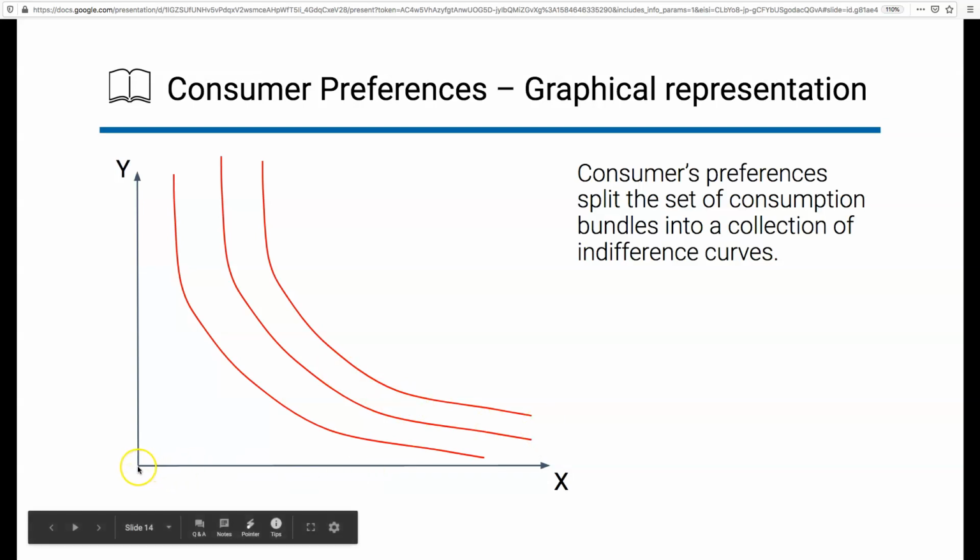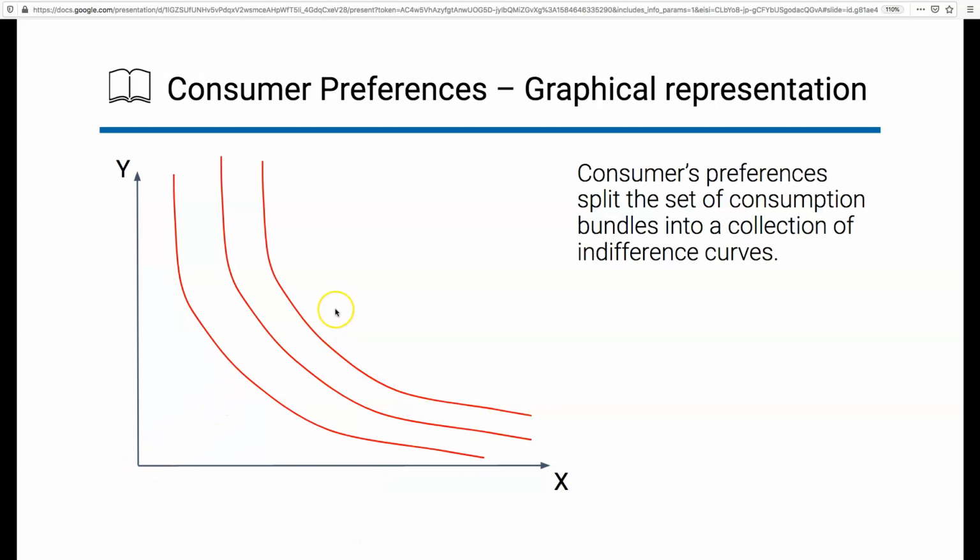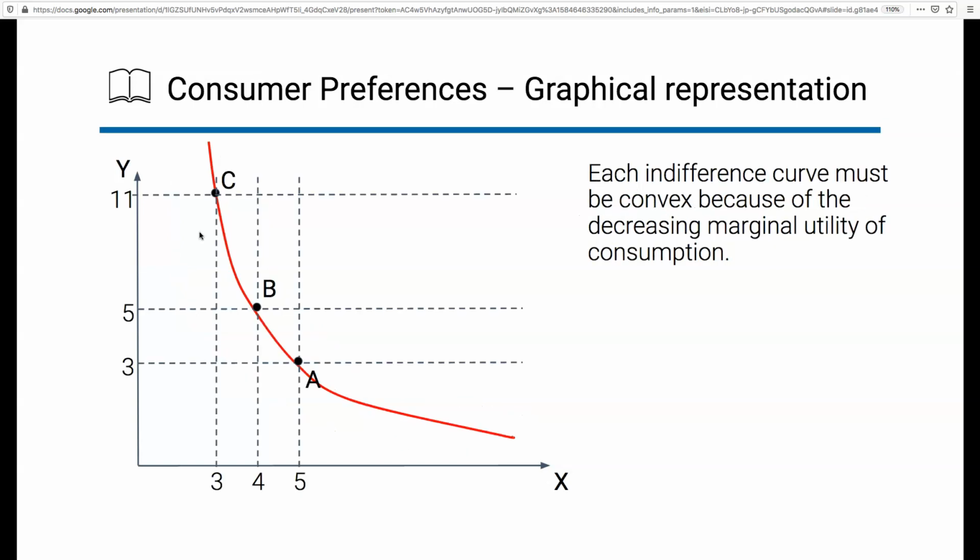So clearly, the farther away we move from the origin, the higher the utility is going to be because more is always better. So this is basically the idea of preferences. We'll represent them by indifference curve. An important property of the indifference curve is that each curve must be convex because of the decrease in marginal utility of the consumption. And here's the example in this story.